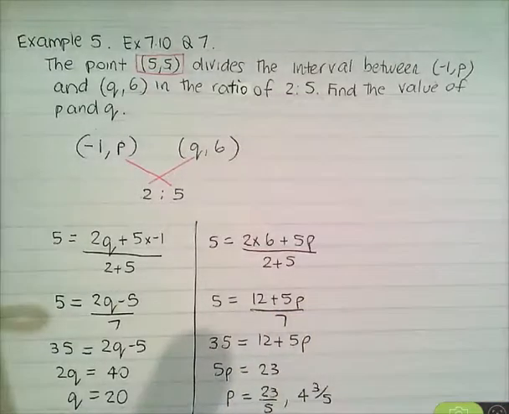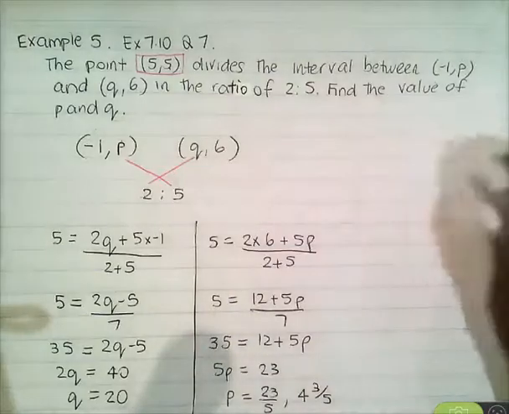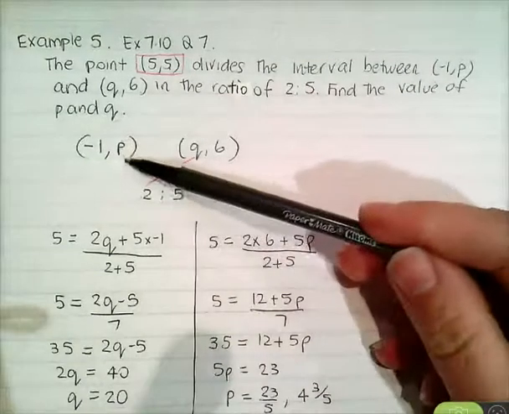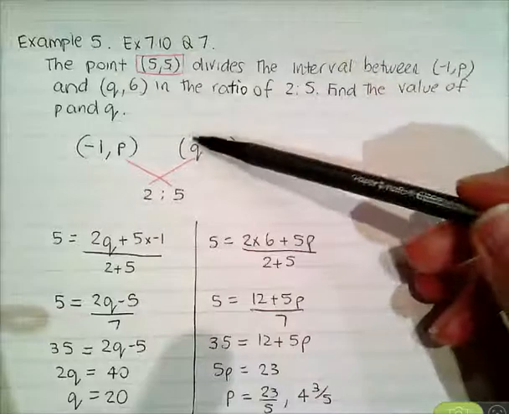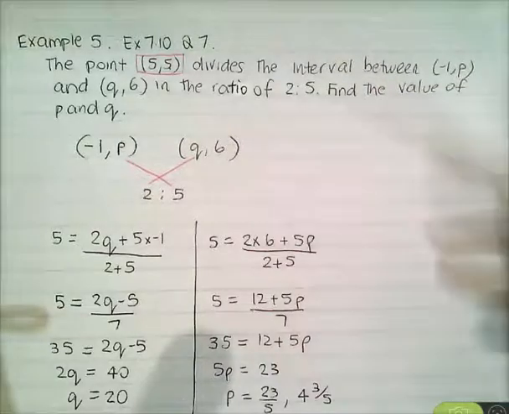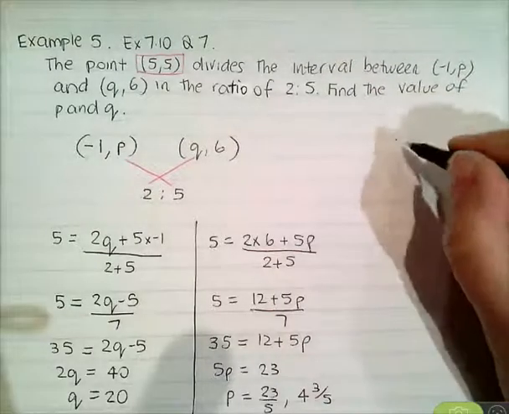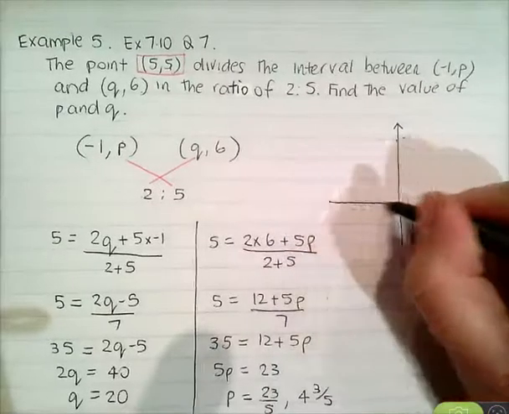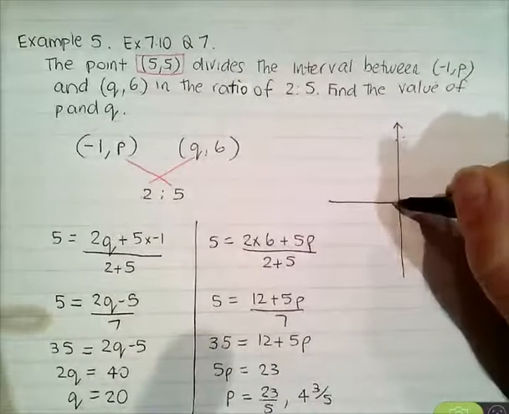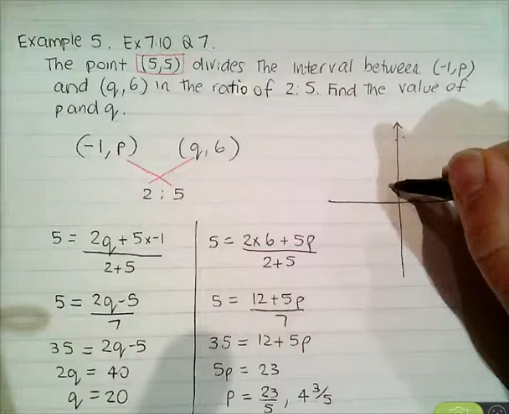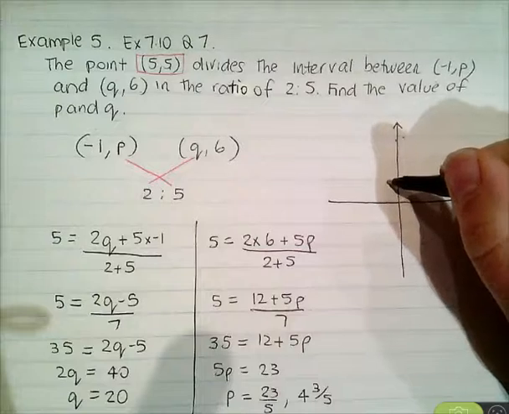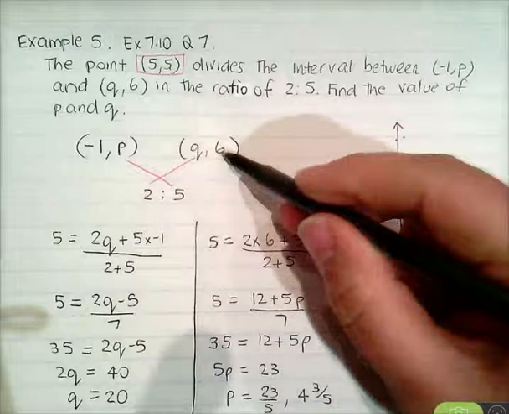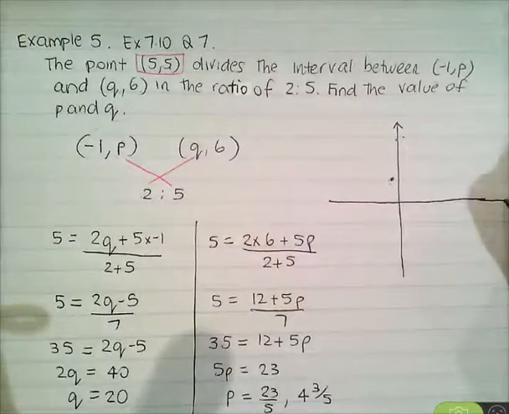So therefore, if I did a quick sketch of this problem, my point is negative 1, 4 and 3/5, and this point over here is 20, 6. So I can do a quick sketch, but it's not going to be very accurate. So I'll just do a really quick one. So I've got negative 1, p, which is negative 1, 4 and 3/5. I'll just say, let's say that's about here. Okay. And my other point is q, 6, which is 20. I'll say that's all the way down here.